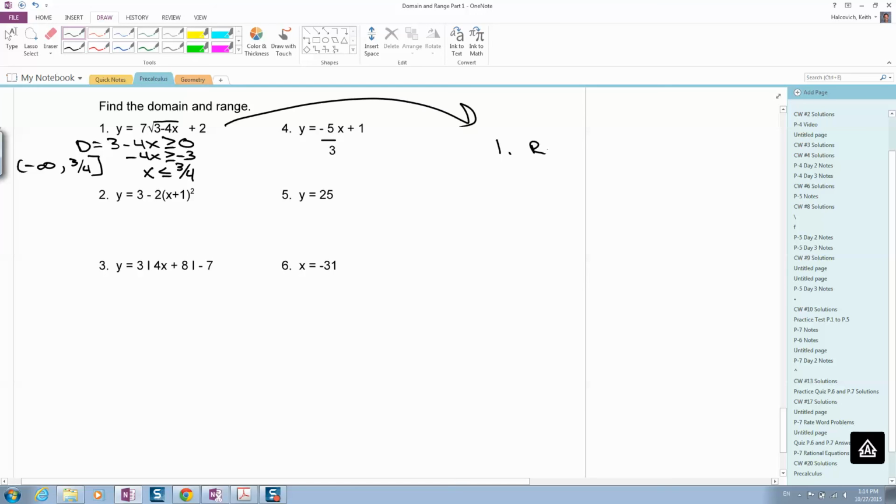The range for number one, you go 7 times greater than or equal to 0 plus 2. Well, 7 times 0 is 7. 7 times infinity is still infinity. And then you have to add 2. So 9. Infinity plus 2 is still infinity. So basically the range here is greater than or equal to 9.